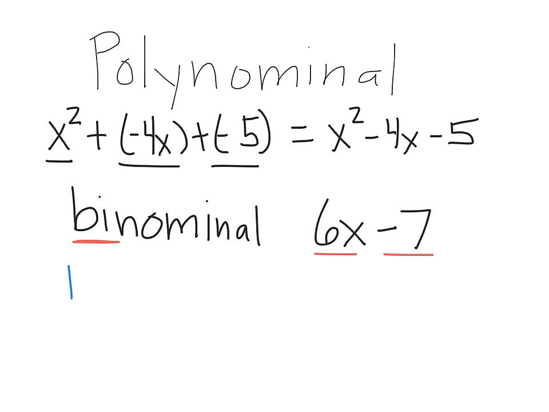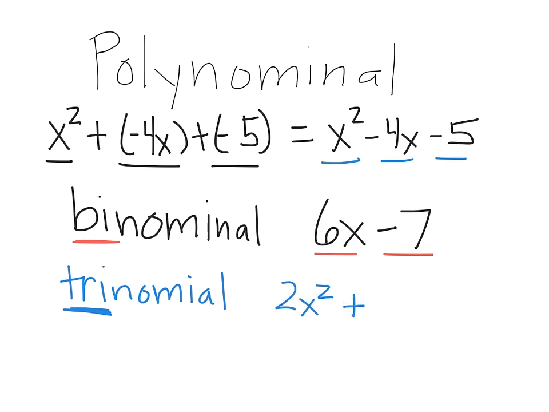The next special polynomial is a trinomial. A trinomial is going to have three pieces, like the prefix tri implies. So above here, this would be a trinomial, but we can write another one. Let's say I have 2x squared plus 9x minus 3. Once again, it has three pieces, so that makes it a trinomial.